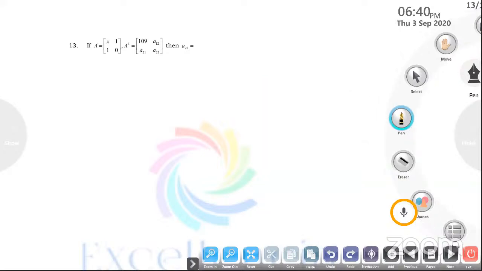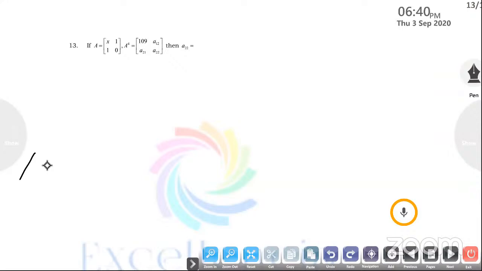Now, clearly they say a matrix A is given, x, 1, 1, 0, but A power 4 is given as this. Now, they have given A11, and they're asking what is A22. It's very simple. A square, all of us know that. Multiply [x 1; 1 0] into [x 1; 1 0]. If you multiply row by column, x square plus 1, again x, because x plus 0, next x, 0, again 1.